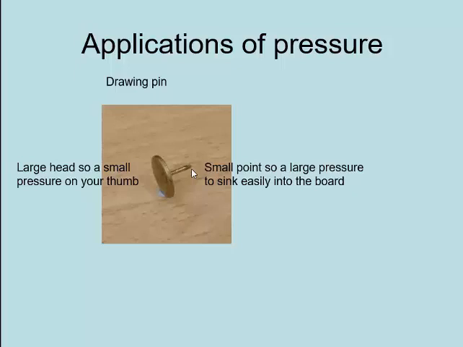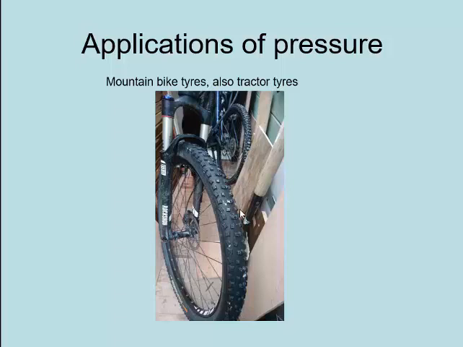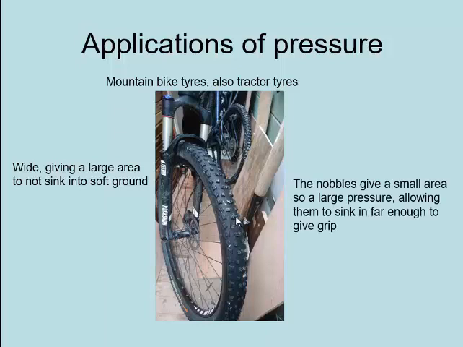A mountain bike tyre or a tractor tyre. What we have here is the overall tyre is quite wide. That gives a large area so it wouldn't sink into soft ground so easily. But it has the little knobbles. They will sink in a little way till the tyre gets to its base. That gives a large enough pressure for it to sink in, and that gives it good grip in soft ground.